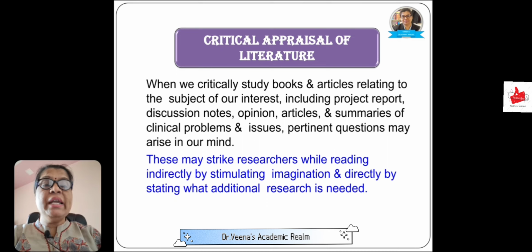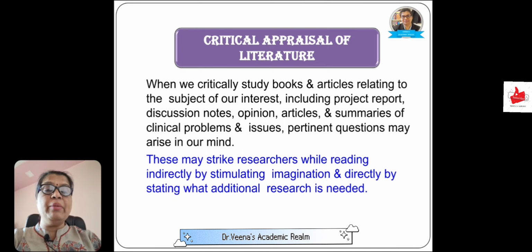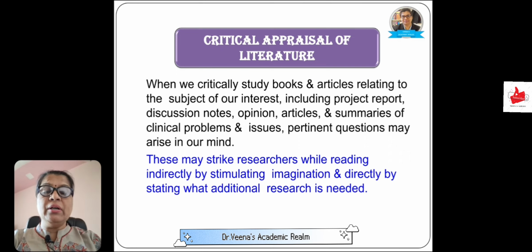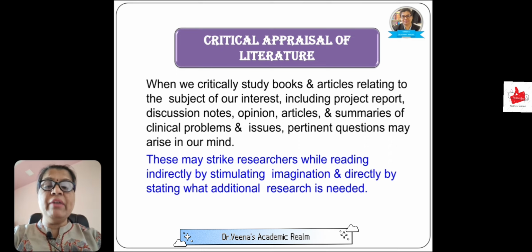Third one is critical appraisal of the literature. That means there are some books written, or some articles, published or unpublished material, where you find different areas that you can read and give your opinion on. You find reports with discussion notes, opinions, then articles, and you can find summaries of clinical problems and some issues.